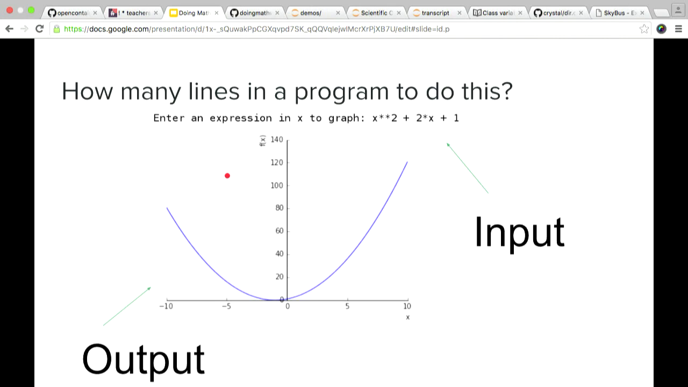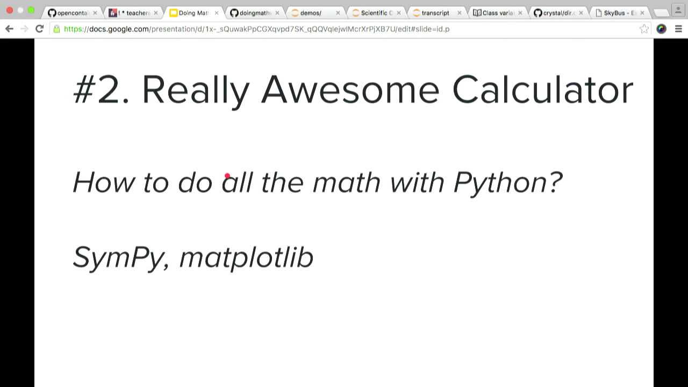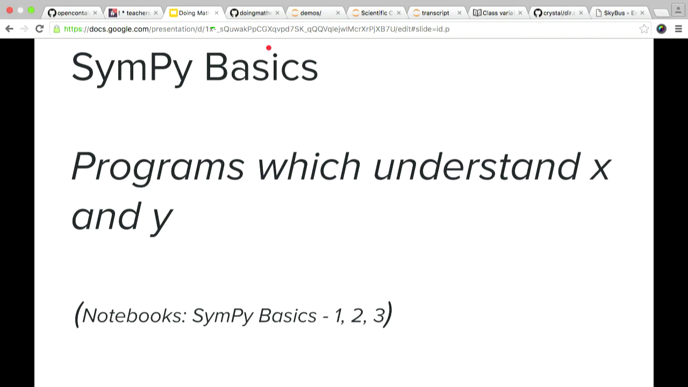Okay, so to do that, which is where I start my second part, we'll need SymPy's help. So I'll start off with some SymPy basics.